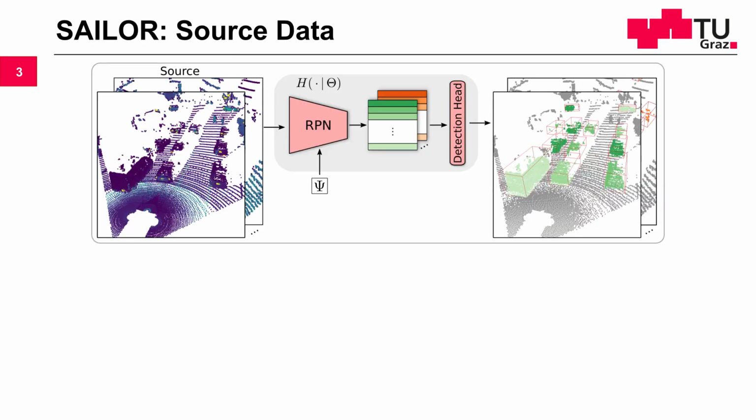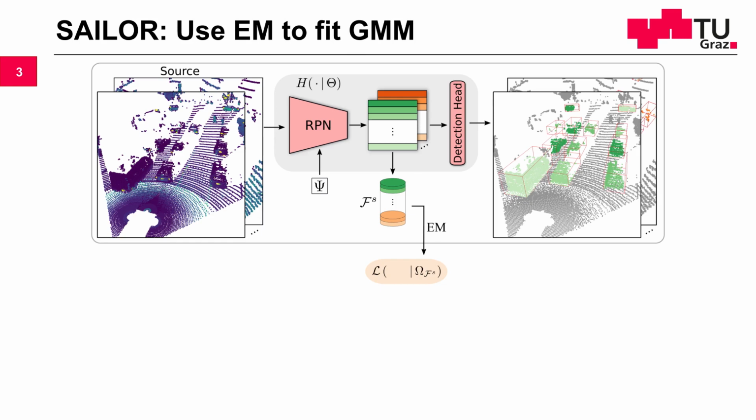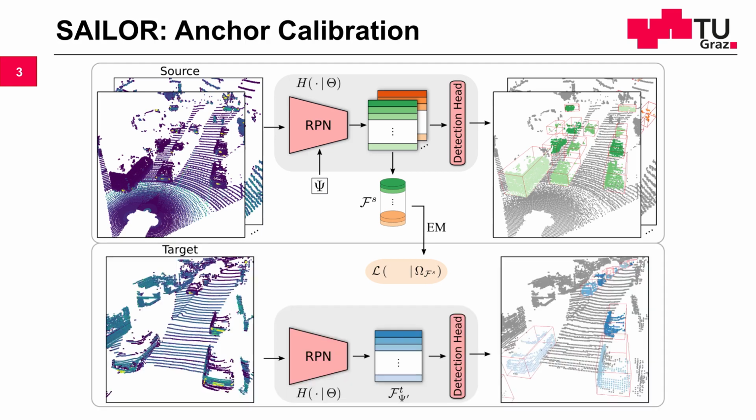Sailor starts with a model trained on the source data and anchors psi optimized for the same data. We iterate through the source data and compute object predictions for each frame. During inference, we store pooled feature vectors from the predicted objects in a reference feature database. After we populate the reference feature database, we fit Gaussian mixture model parameters to the data using the expectation maximization. Given the fitted parameters, we utilize the likelihood function to estimate the fitness of an arbitrary feature vector to our reference feature database.